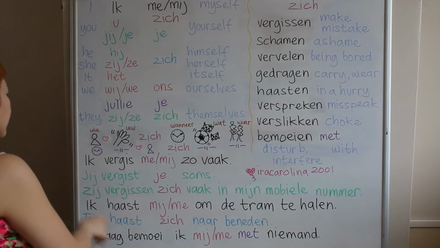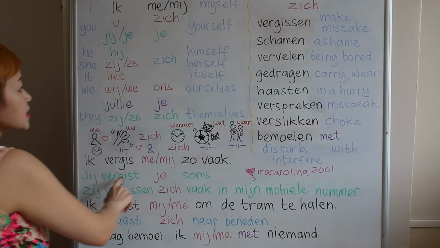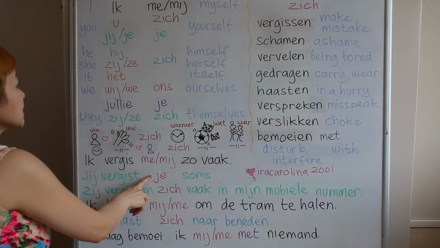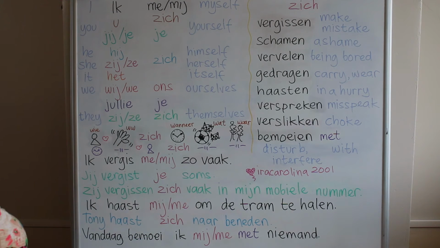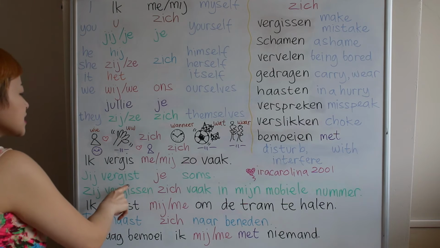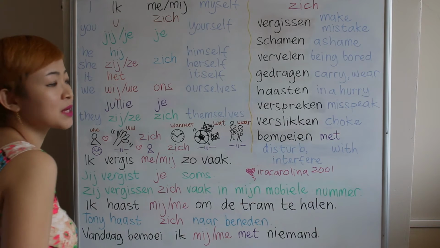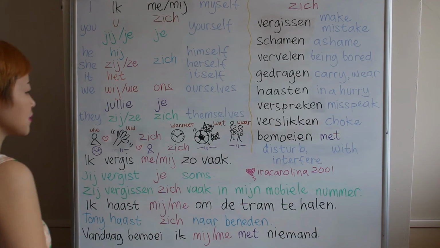And then jij, you, vergist, also from vergissen, make mistake. Je, soms, sometimes. Jij vergist je soms. You make mistakes yourself sometimes, or you yourself make mistakes sometimes.